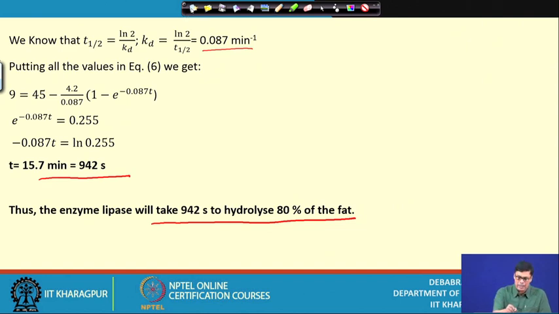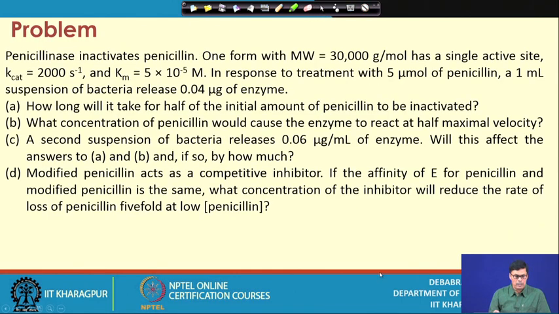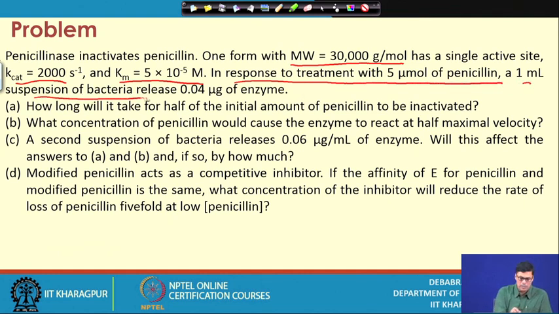Now another, similar problem we have. Penicillinase inactivates penicillin, and one form, with molecular weight 30,000 gram per mole, has one active site, and the Km value is given. In response to the treatment of 5 millimolar penicillin, 1 milliliter of suspension of the bacteria releases about 0.04 microgram of enzyme.